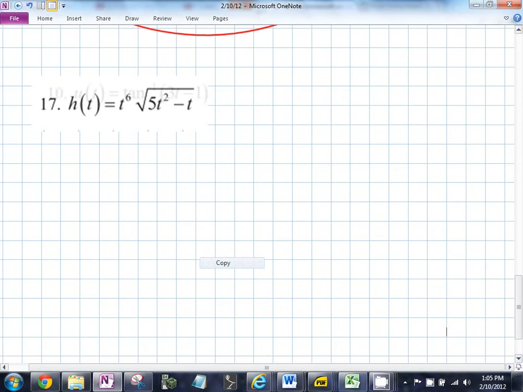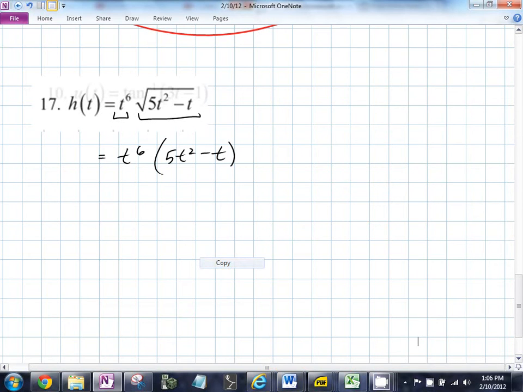What's the primary rule here? Product. There is no division sign in there, so you can't use the quotient rule. So we're multiplying two things together. What are the two things we're multiplying together? t to the 6th and this, right? Let's rewrite it a little bit to help you. It's 5t squared minus t to the what power?